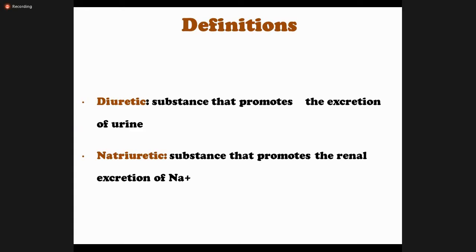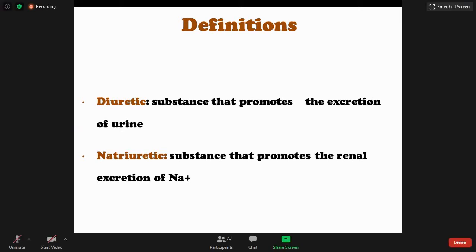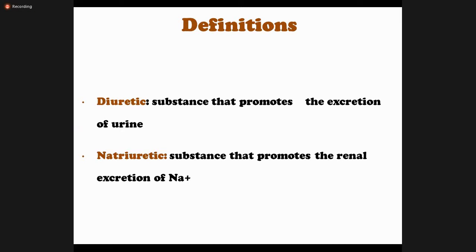That is called diuretic. Clear? And there is another term that is called natriuretic, a substance that promotes the renal excretion of sodium, right? So diuretics are the substances that promote the excretion of urine or increase the volume of urine, right? And there is a term that is called natriuretics, a substance that promotes the renal excretion of sodium.